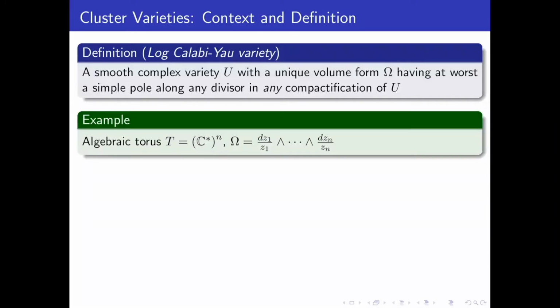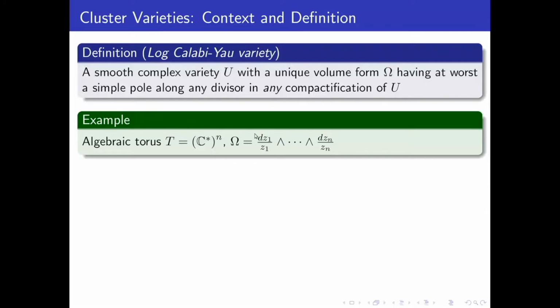And the simplest example of one of these is just the algebraic torus. In this case, the volume form is the usual log volume form, dz1 over z1, wedge dz2 over z2, and so forth. If you think of your favorite toric variety, it's not so hard to prove that this volume form has exactly a simple pole along all torus invariant divisors, or supports of torus invariant divisors.